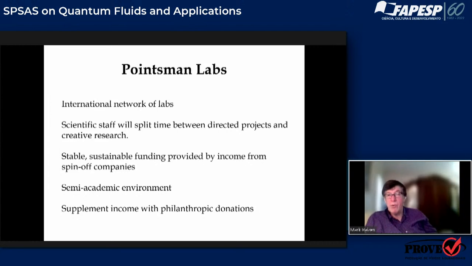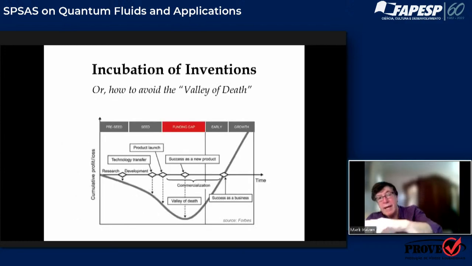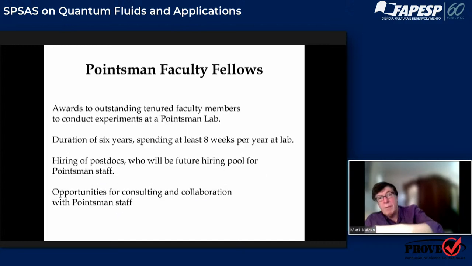If we can bring everyone together, this would make a semi-academic environment, a place for young people that would be not exactly academia, but not exactly industry. And we're supplementing this with philanthropic donations. That effort is led by Marianne Rankin, who has a long and successful track record doing that. I'll just say that this kind of incubation can avoid a lot of problems that companies have, where you have to get to profit very, very quickly. But I won't say more about this.